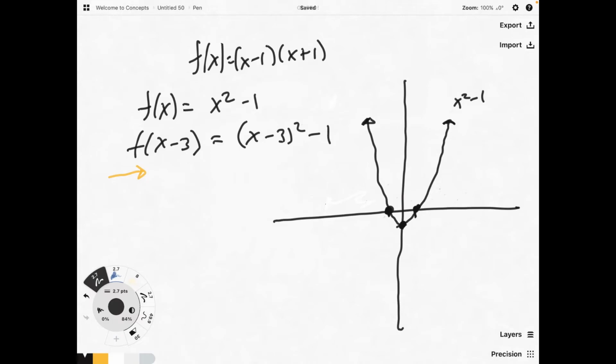If you are familiar with vertical shifts, we do see that we have our original function x squared, and then if we subtract a constant from that, that's going to shift it up or down.